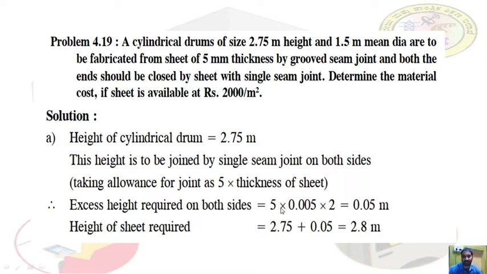So 5 into 0.05 into 2, since we require it on both sides, top and bottom side. So total excess material required is 0.05 meter. So this 0.05 meter is extra material required in case of height. So the total material required for height is 2.75 plus 0.05 for making seam joint. So 2.8 meter of height of sheet is required for making this drum.